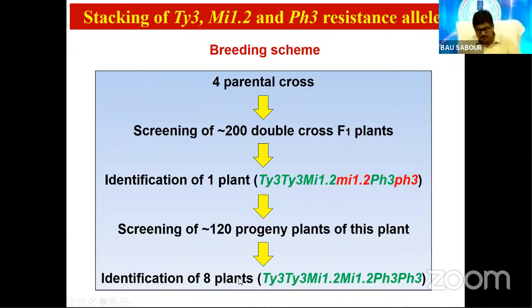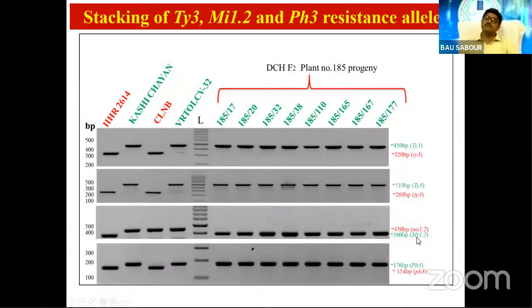So the precision of our selection is actually increasing, and all these 8 plants are homozygous for all the 3 loci. This is one of the works being carried out by one of our PhD students. So we are now harvesting the seeds of these plants, and they will be advanced to the next generation.